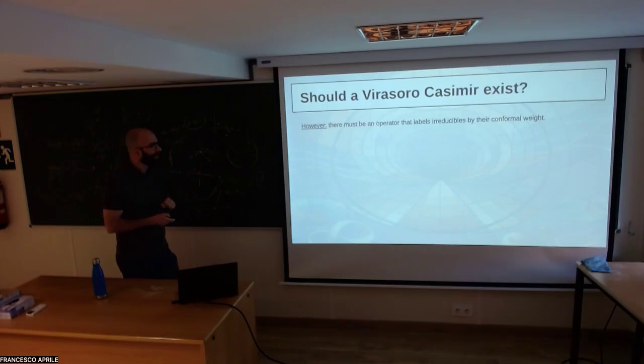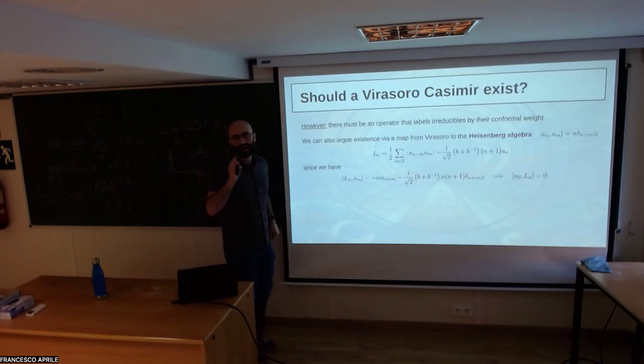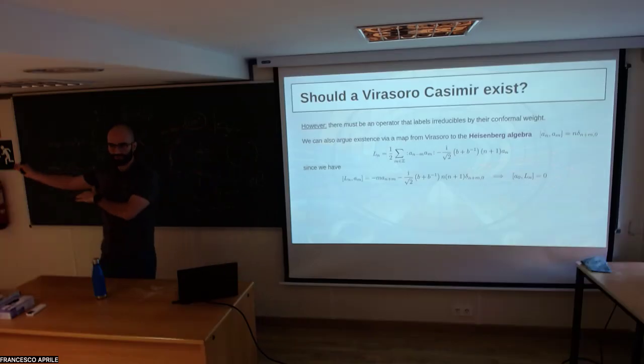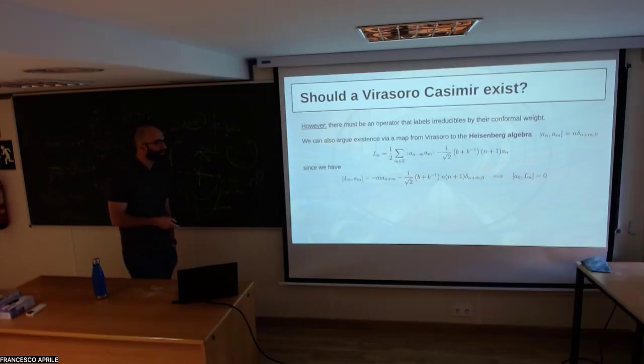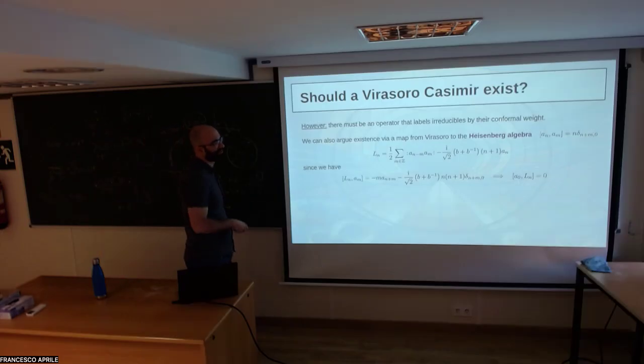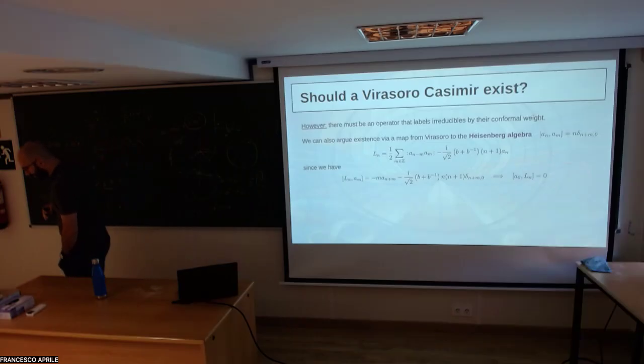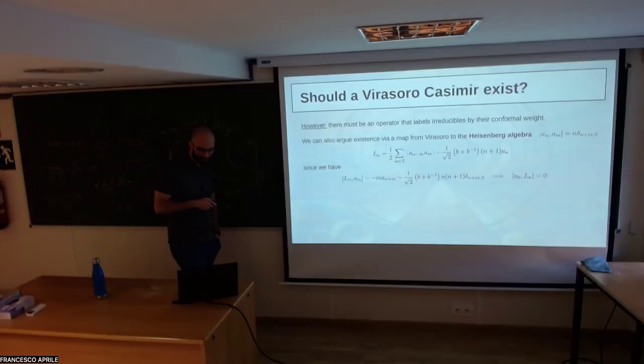So there must be something that labels these weights. Furthermore, there's a fairly mathematical argument by which you have some kind of connection with the Heisenberg algebra. We will not go into detail, but you can basically construct from this relation an object that commutes with all of the modes of the Virasoro algebra, just not expressed in terms of Virasoro generators. A posteriori you can realize there has to be something that commutes with all of the modes of Virasoro, but it's not so trivial to construct, or to know what this would be.